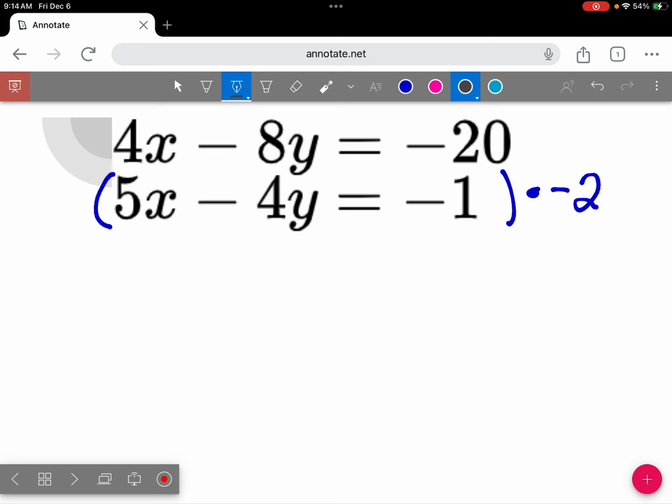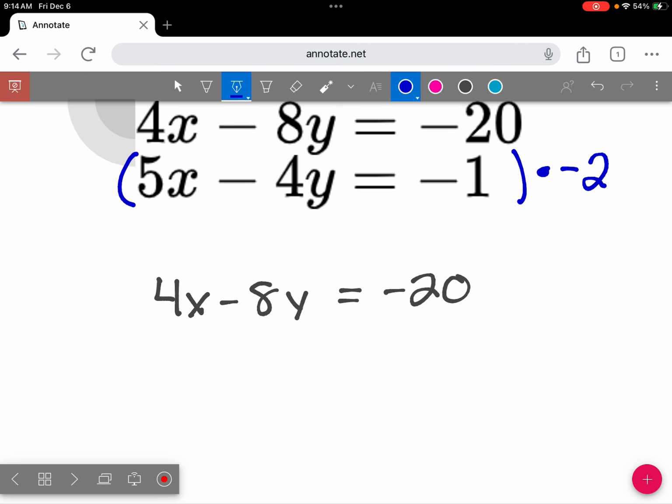So the top equation I'm just going to copy down. My 4x minus 8y is -20. That's the top equation, nothing's changed. The bottom equation I'm multiplying by -2, giving us -10x plus 8y equals +2. This is how we picked that, to get these y's to cancel out.